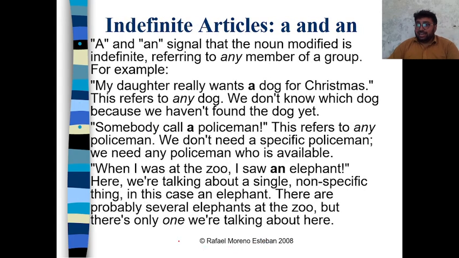Indefinite articles: a and an. A and an signal that the noun they modify is indefinite, referring to any member of a group. For example, my daughter really wants a dog for Christmas. She just wants a dog, any dog. We don't know which dog, because we haven't found the dog yet. Somebody call a policeman. When we say a policeman, this refers to any policeman. We don't need a specific policeman. We need any policeman who's available.